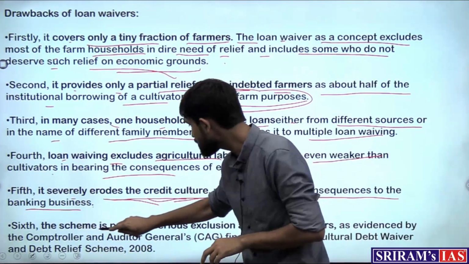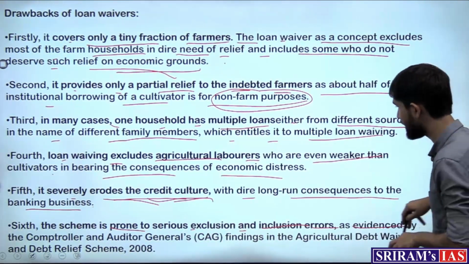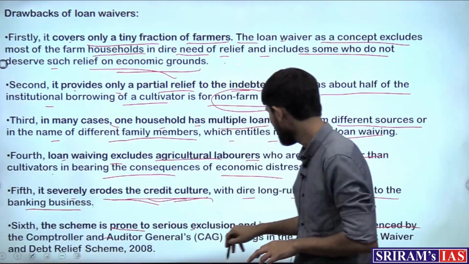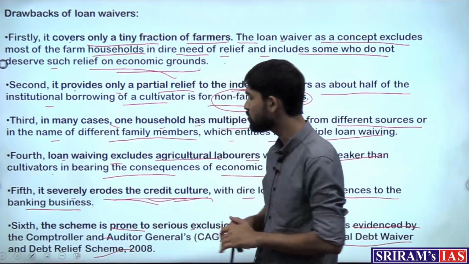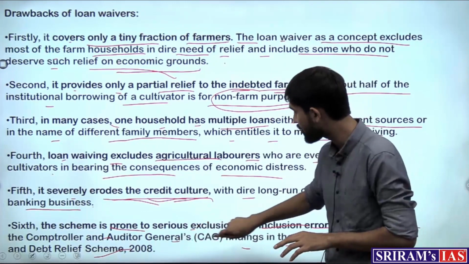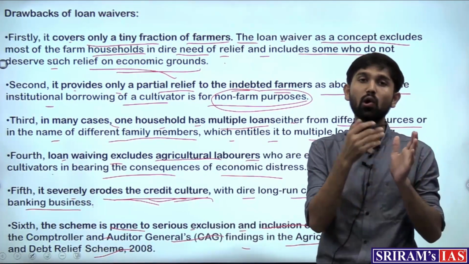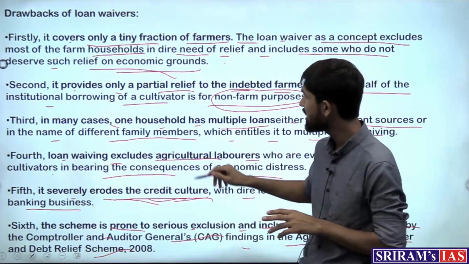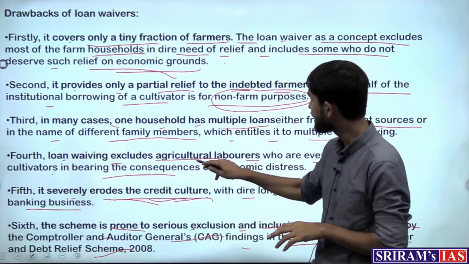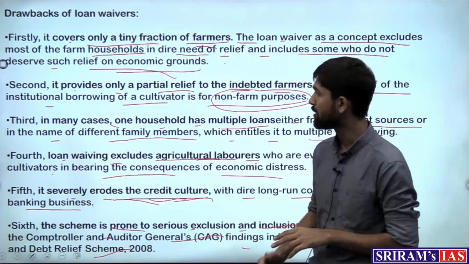And sixth, the scheme is prone to serious exclusion and inclusion errors, as evidenced by the CAG report findings on the Agricultural Debt Waiver and Debt Relief Scheme 2008. Even the CAG pointed out these drawbacks, wherein a lot of the beneficiaries do not get included in the scheme's intended benefits. This is the same point highlighted where agricultural laborers and marginal farmers do not get included in the benefits of the scheme.